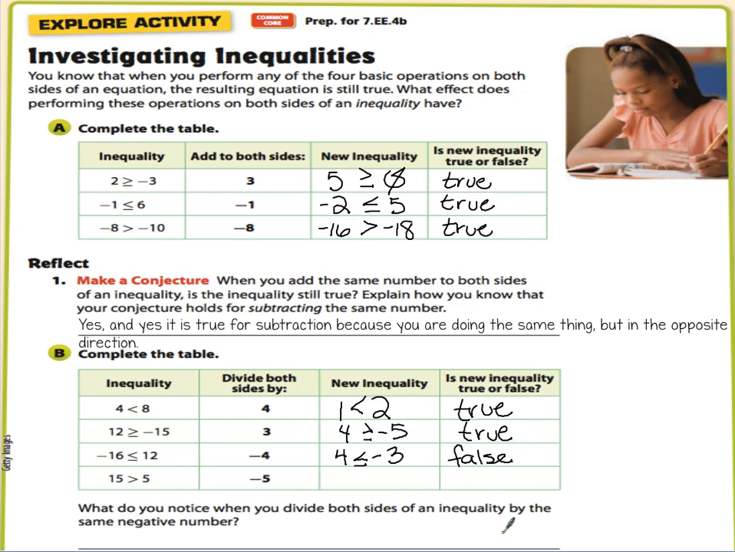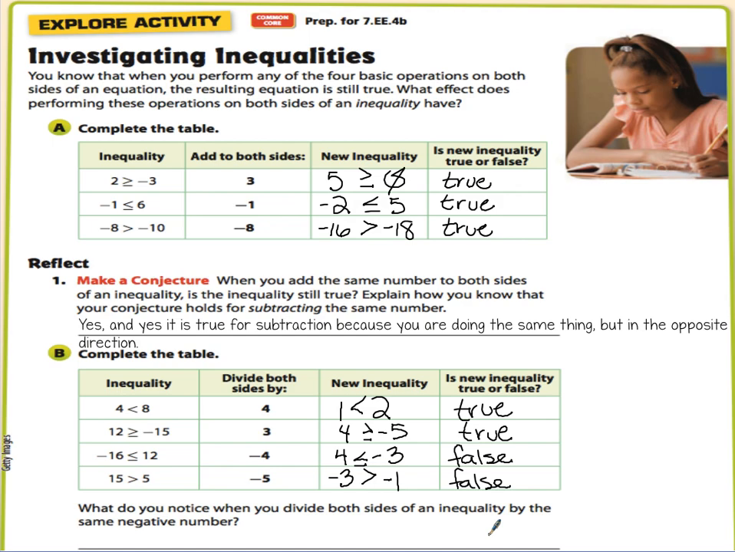But let's double check. Let's take a look with another negative number and see what happens here. So here I have 15 divided by negative 5, and I get negative 3. And that should be greater than 5 divided by negative 5, which is negative 1. Well, in the negative world, the further away you are from 0, the smaller the number. So once again, this has become false.